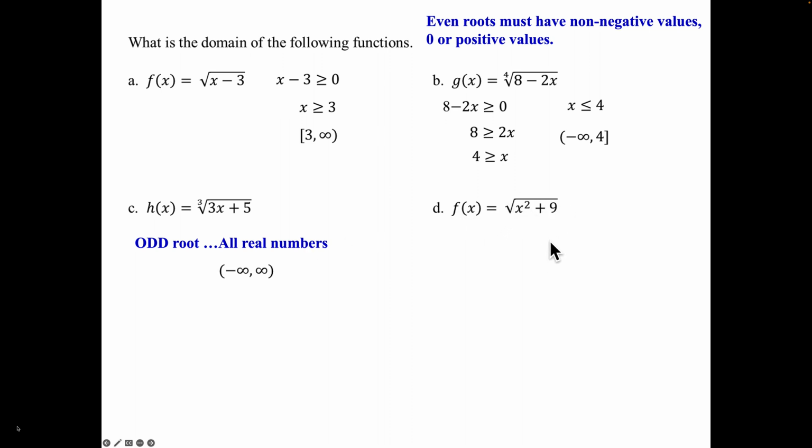D, f of x, it's a square root of x squared plus 9. We're going to set that greater than or equal to 0. Well, wait a minute. I think we saw this once before. There's no possible way to get a negative number in here. Squaring a number is always going to be 0 or positive. Adding a 9 to it will always be bigger than 0. So that's going to be all real numbers.